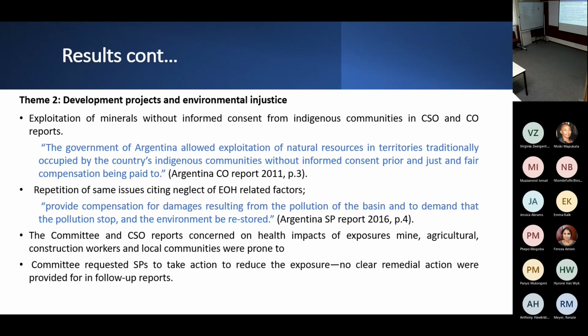Even the workers working on those development projects and mining companies were now exposed to the chemicals coming out of the process. And also now the committee requested third parties to take action to reduce these exposures. But still, in the follow-up reports, there was no clear remedial action provided in the third party reports.